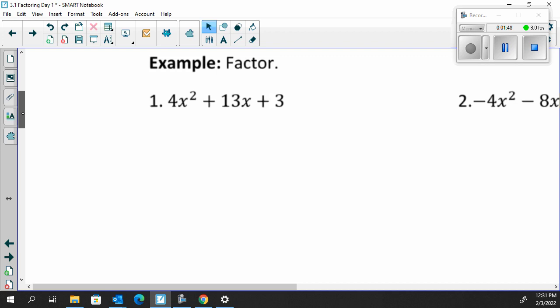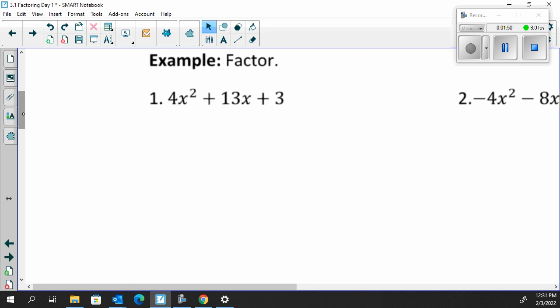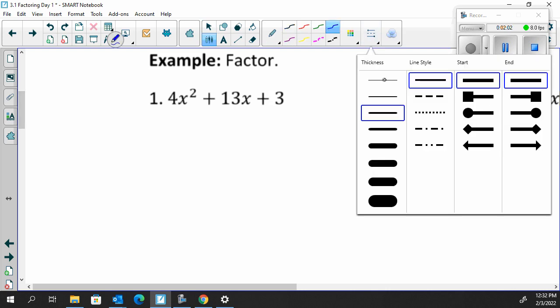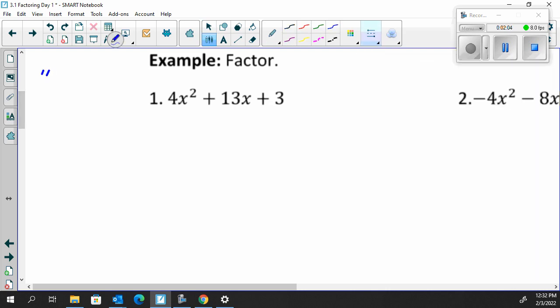Factor this thing: 4x squared plus 13x plus 3. In other words, we're going to take this equation and split it up into some other things, its factors. Alright, here's how we start. There's a little way to remember this: A times C, add B. That's going to be our guide for how we start this process. A times C, add B.